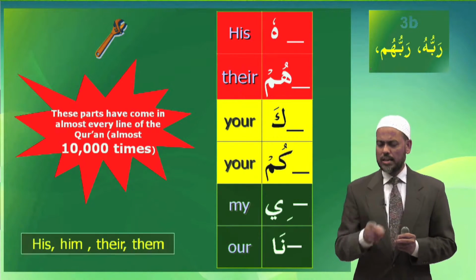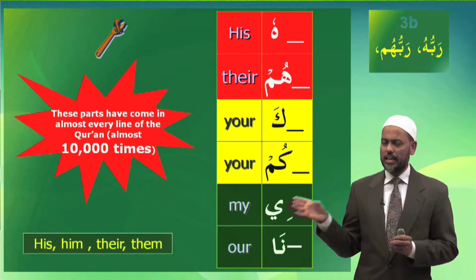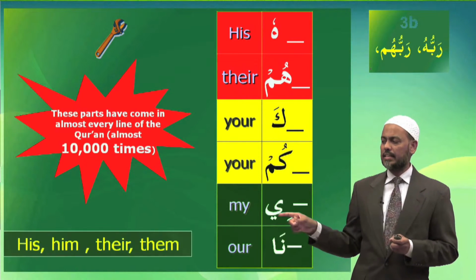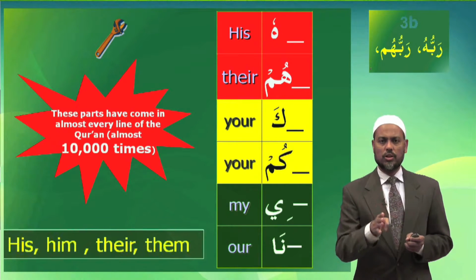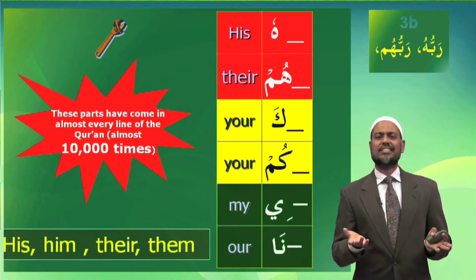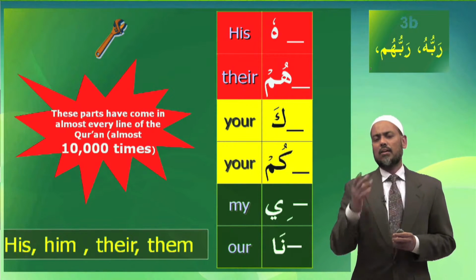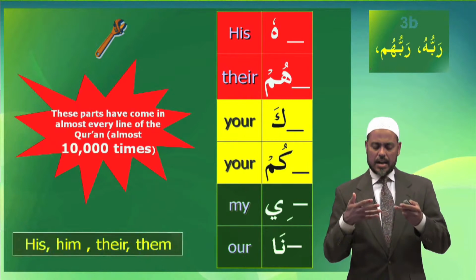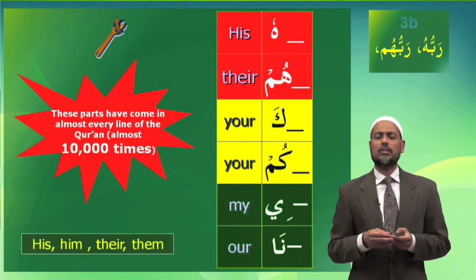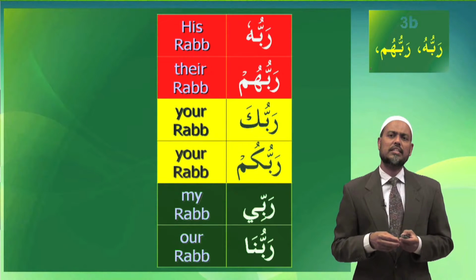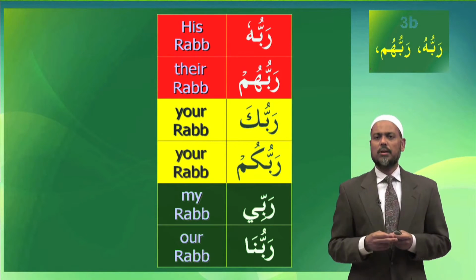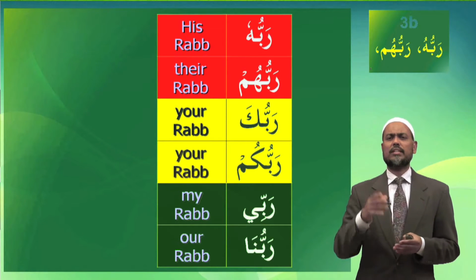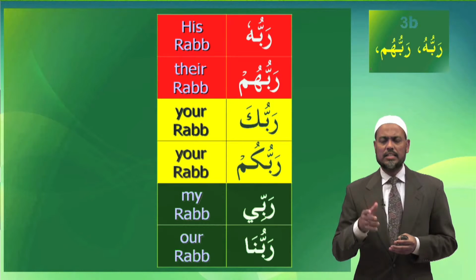So huwa, hum, anta, antum, ana, nahnu was he, they, you all, I and we. Now we are learning his, their, your, my and our, like possessive pronouns, and they are also used in other senses. Because they come as attached parts of a word, we will learn these 6 forms by attaching them to a word, Rabb.